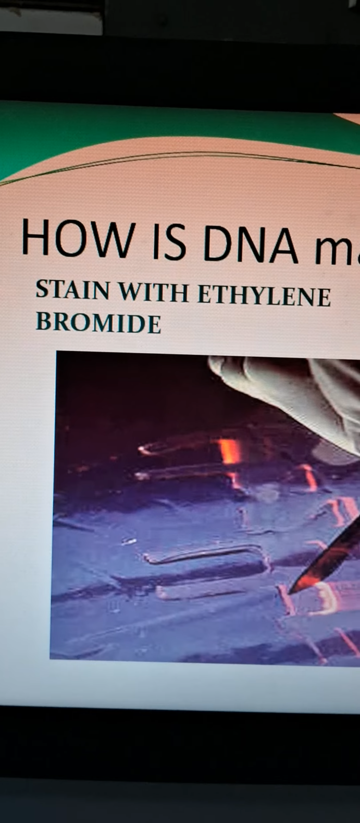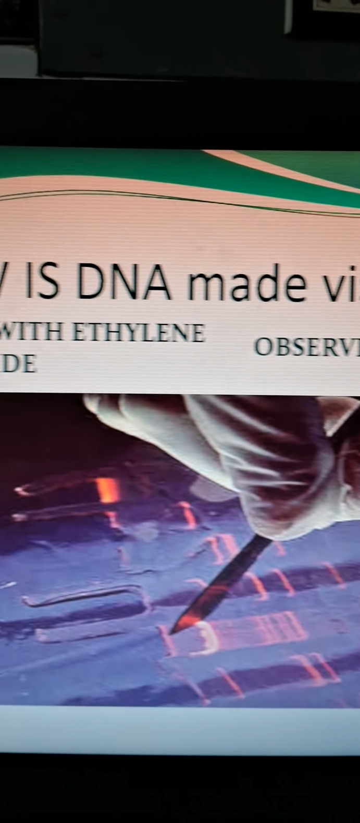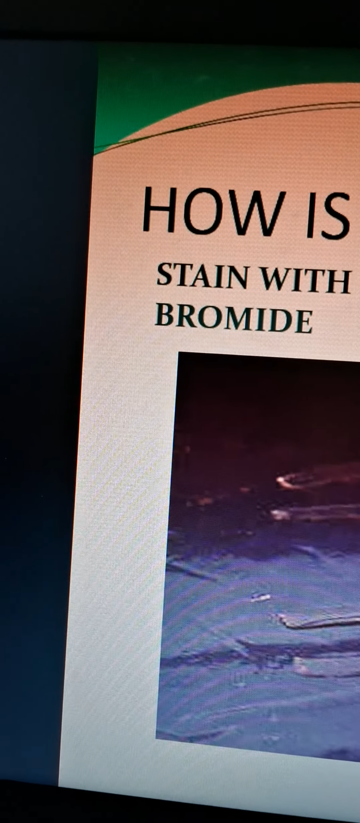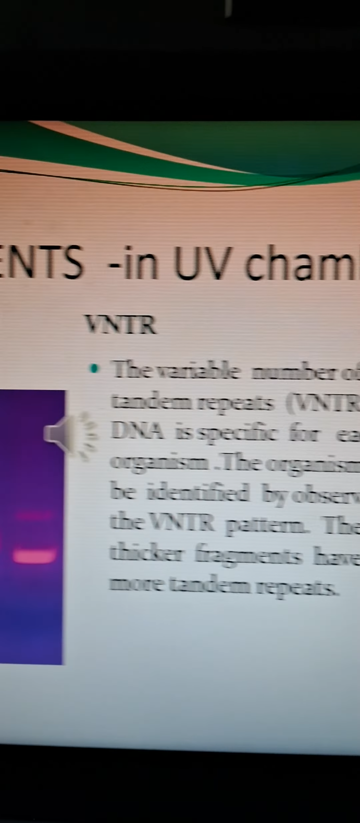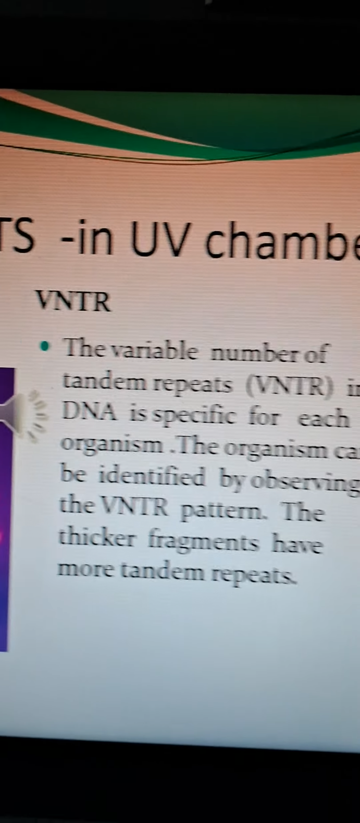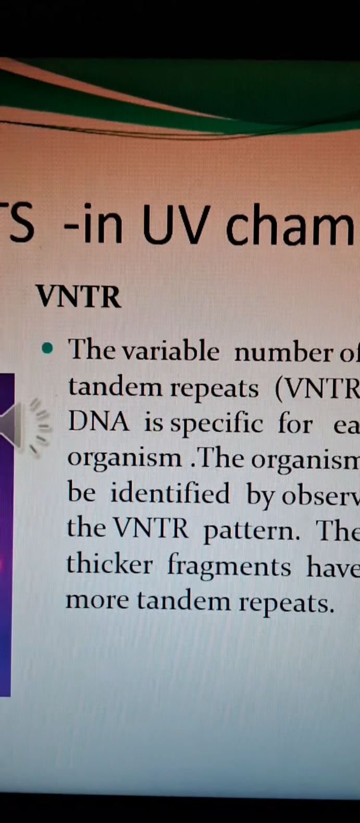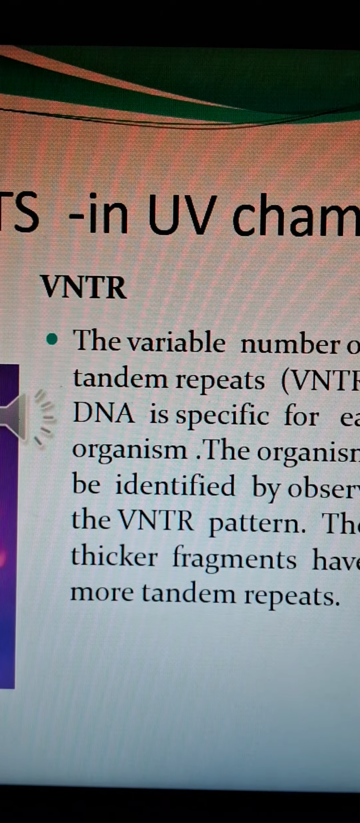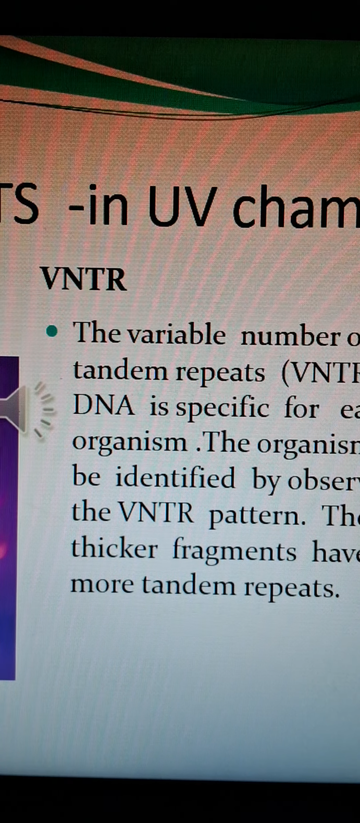DNA is visible under UV rays and it shows many repeating units, namely VNTRs. The variable number of tandem repeats in DNA is specific for each organism. The organism can be identified by observing the VNTR pattern.